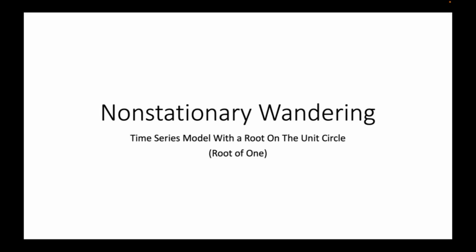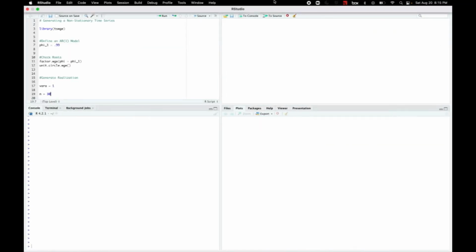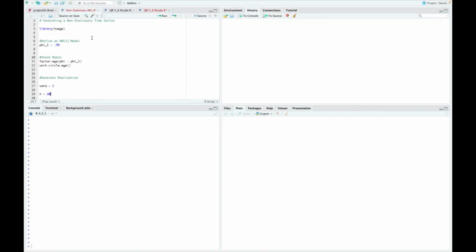Let's talk about the behavior of time series models with roots on the unit circle, that is, roots of the characteristic equation of 1. Specifically, we'll be looking at those factors that have a root of 1 that indicate wandering behavior. What are the behaviors associated with these types of time series models? To be specific, we're going to start off with a stationary model that's super close to a non-stationary model. Notice an AR1 here with a phi1 of 0.99.